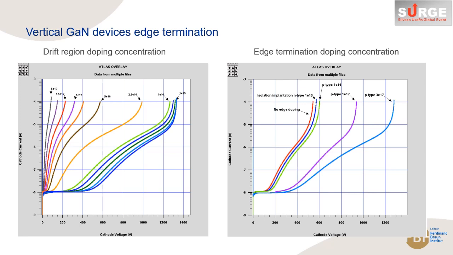On the right side picture, we can see the resulting reverse blocking characteristics as a function of the edge surface implanted region p-type doping concentration. Here as well, the blocking strength increases with the p-type doping concentration.